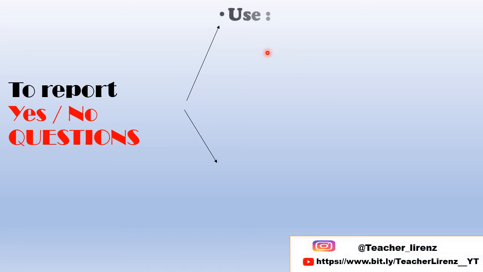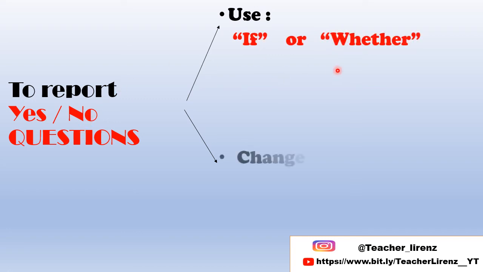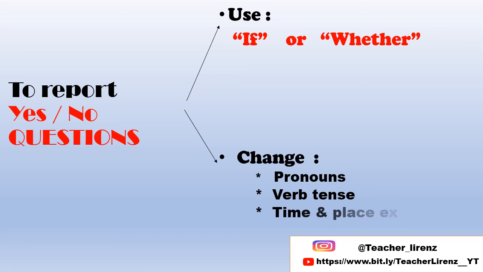Okay, we have learned how to use WH questions. Now how about to report yes or no questions? Tadi kita udah belajar tentang menggunakan WH questions. Nah, sekarang kita menggunakan yes, no questions. Oke, kita menggunakan if or whether. Oke, kalau yes, no questions, kita menggunakan if or whether. Okay, we change pronouns, verb tense, and time and place expressions. Exactly the same like WH questions. Sama seperti tadi sebelumnya ya.